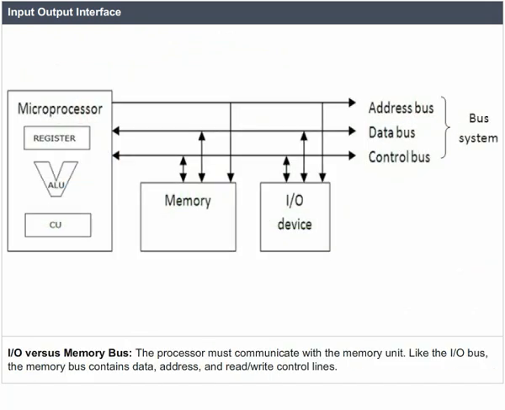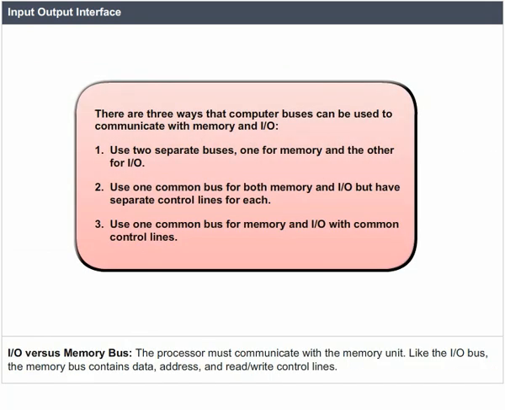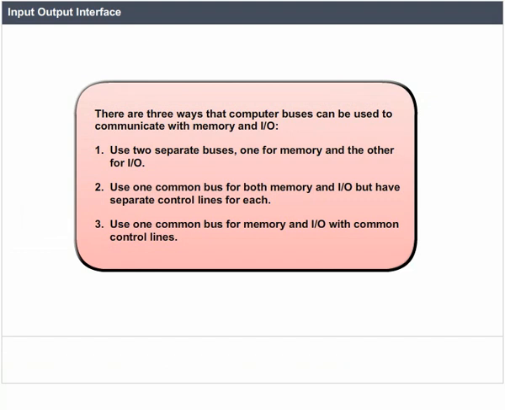Input-output versus memory bus. The processor must communicate with the memory unit. Like the input-output bus, the memory bus contains data, address, and read or write control lines. There are three ways that computer buses can be used to communicate with memory and input-output. Use one common bus for both memory and input-output, but have separate control lines for each. Use one common bus for memory and input-output with common control lines.